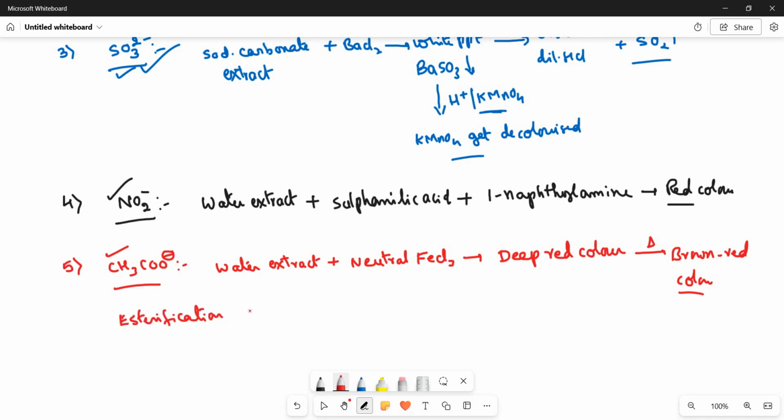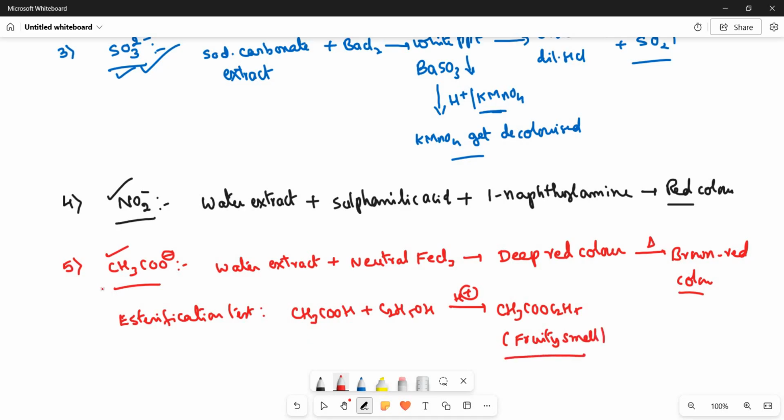Next is the esterification test. We take the vapors of the acetic acid given compound. To that we add ethyl alcohol, and in the presence of concentrated sulfuric acid, it gives ethyl acetate. The smell of the ethyl acetate is a fruity smell. So this clearly says that the ion present here is the acetate ion.